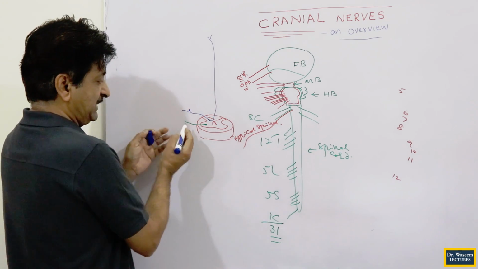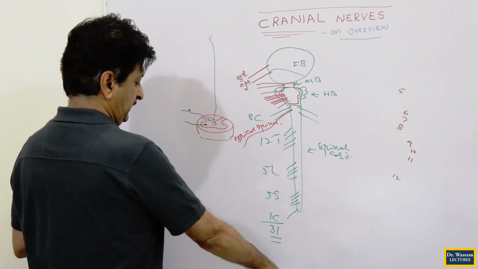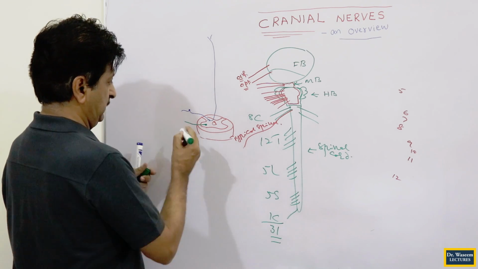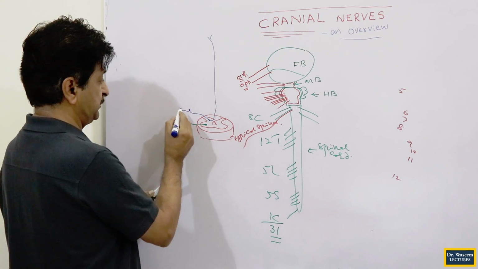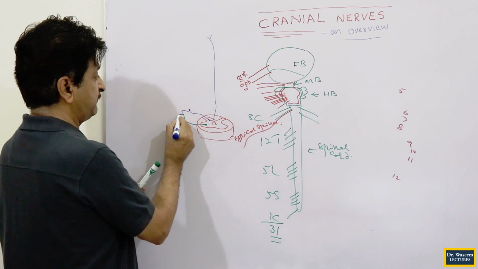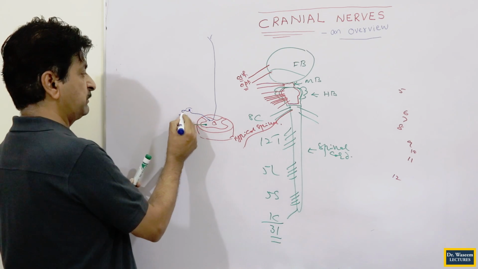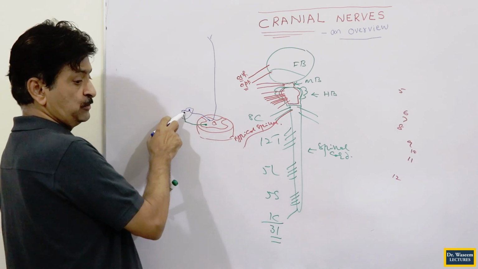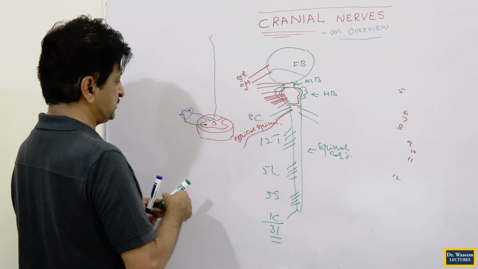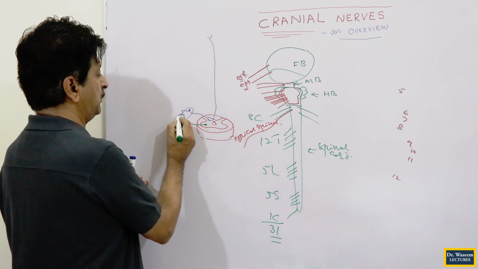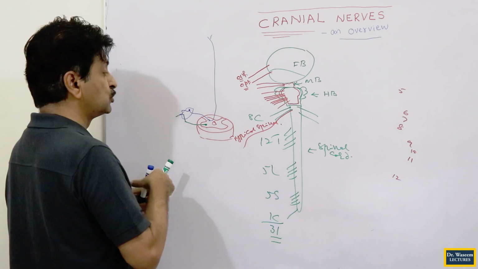So these sensory and motor roots will join together within the intervertebral foramen. Within the intervertebral foramen lies your dorsal root ganglion also. And outside, the mixed nerve comes, which will have the motor and the sensory root fibers.